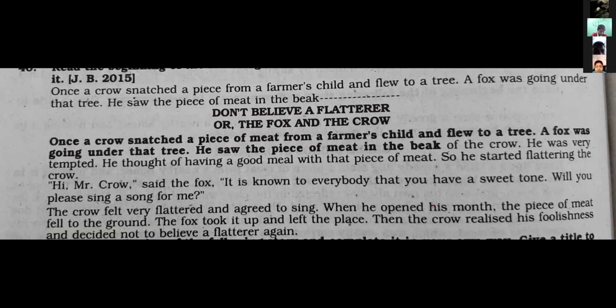Then the crow realized his foolishness, and decided not to believe a flatterer again. Okay, very good. Next, who can tell me?